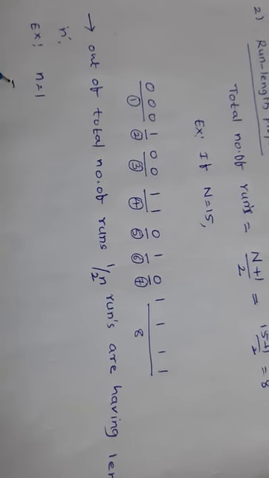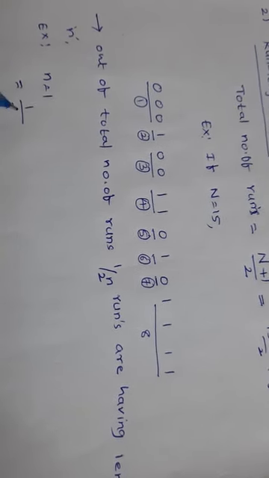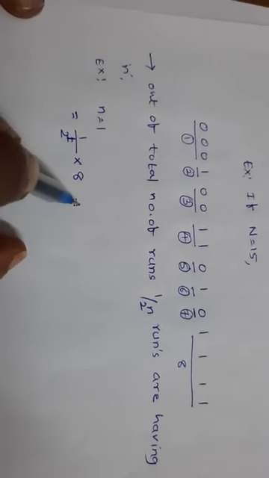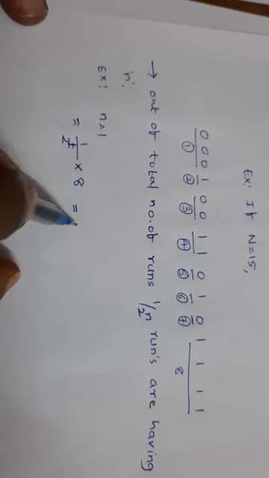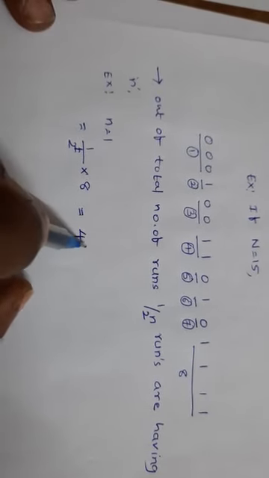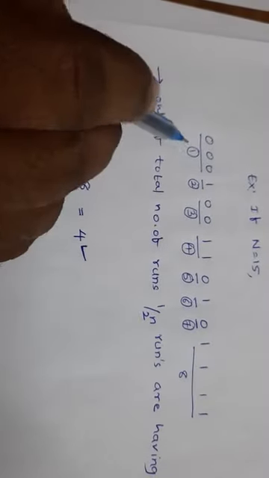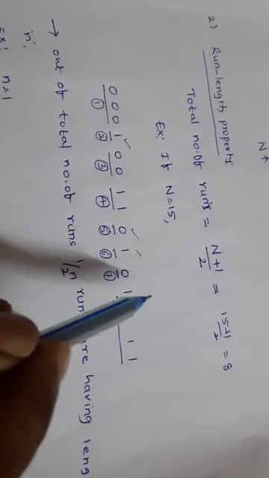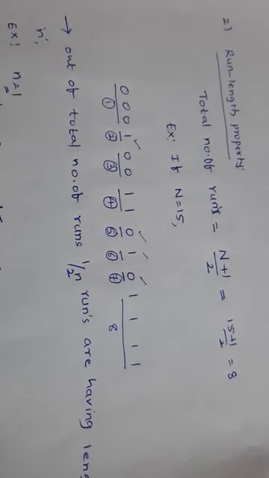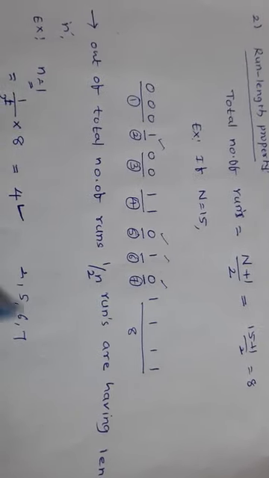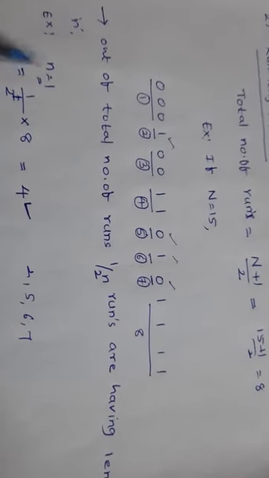Let's see what happens here. So 1 by 2 to the power of n, that means 1 into the total number of runs. How many total runs am I having? 8. So 1 by 2 into 8 is equal to 4. That means 4 runs are having length of 1. If we observe run number 2, run number 5, 6, 7, that means runs 2, 5, 6, 7 are the 4 runs having a length of 1.